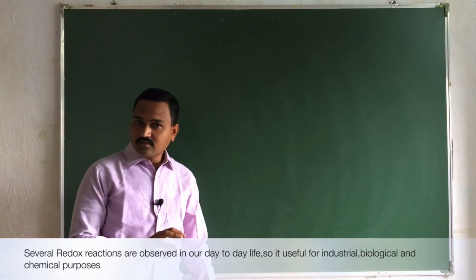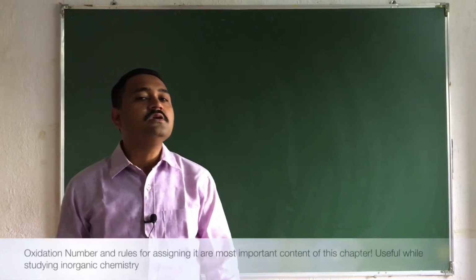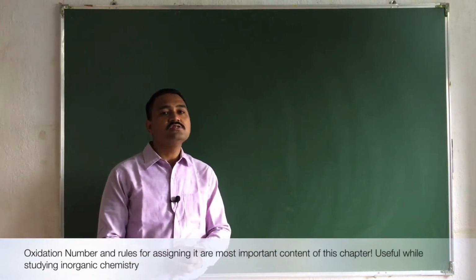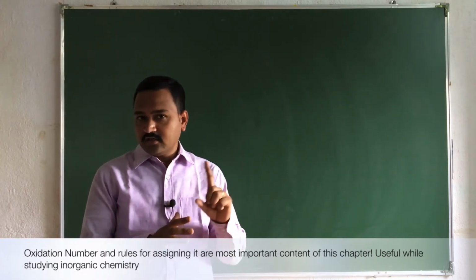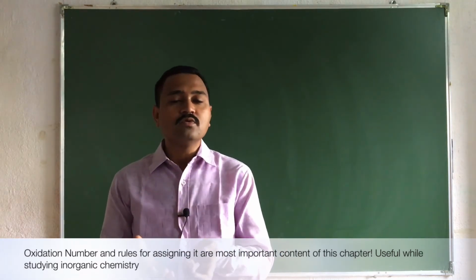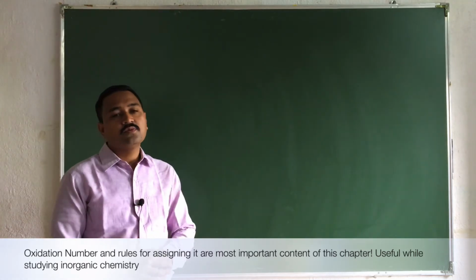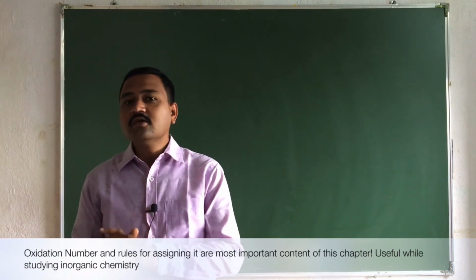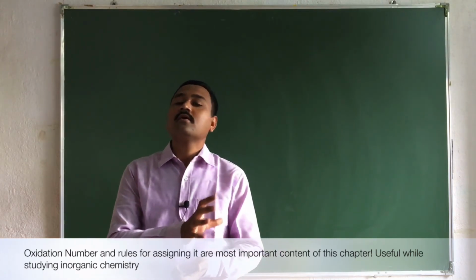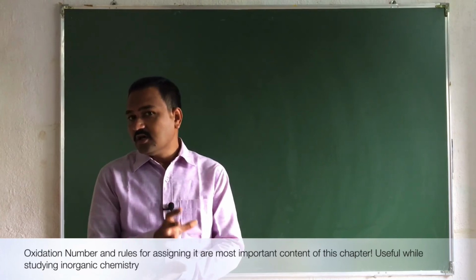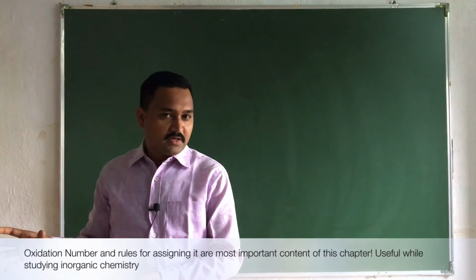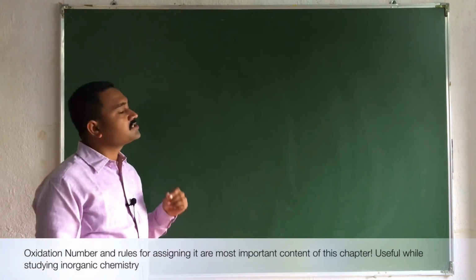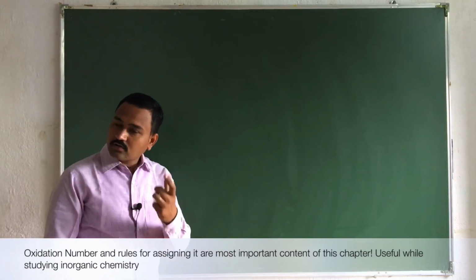The next important term that you are going to learn in this chapter is the oxidation number, and we are going to assign the oxidation number for the element in a compound by using rules. So we have to study the rules for assigning the oxidation number, and these oxidation numbers are generally useful to predict the type of chemical reactions, generally inorganic chemical reactions. So this is the importance and the introduction of your chapter, that is redox reactions.